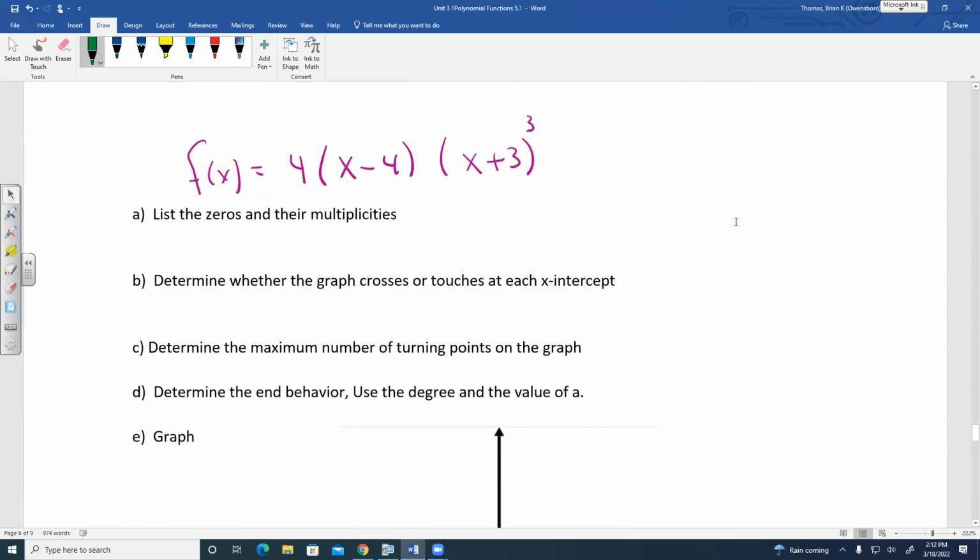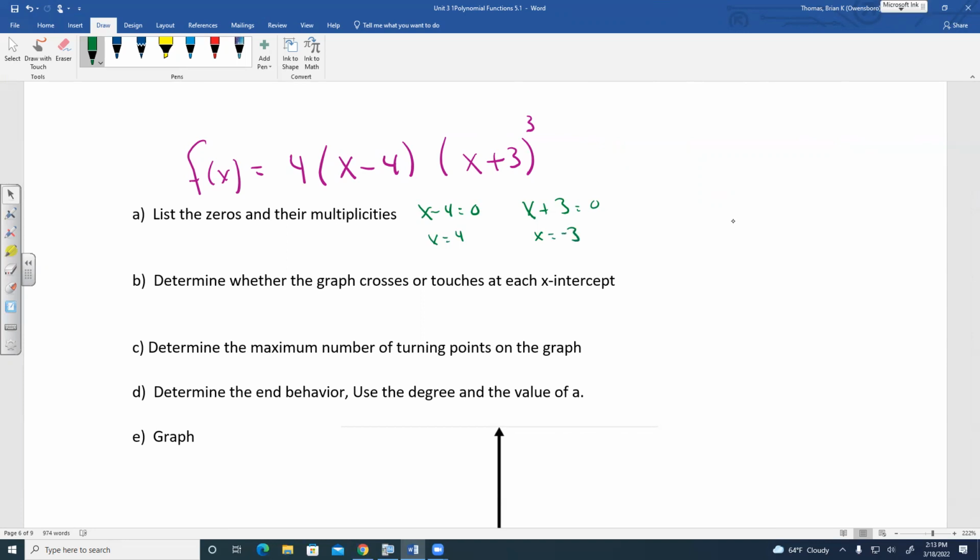So if I look at the function f of x equals 4 times the quantity x minus 4 times x plus 3, and I want to find the zeros and their multiplicities, notice how this is already factored for us. So one of the factors is x minus 4. The other factor is this x plus 3. All we have to do is set each one of those factors equal to 0 and solve for x. We get x equals 4 and we get x equals -3.